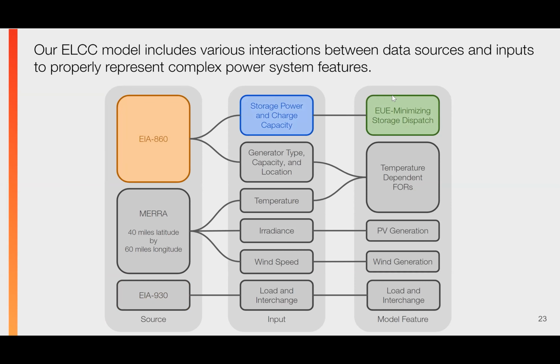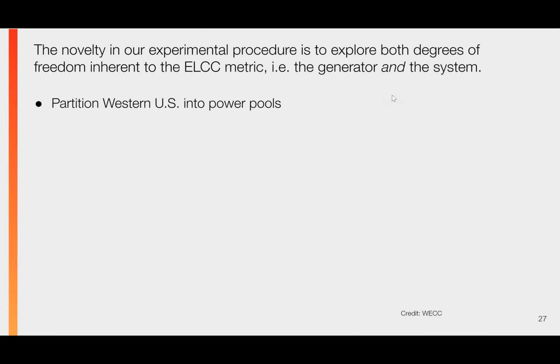We pull storage, power, and charge capacities from the EIA860 and dispatch storage to maximize reliability. We use generator type, capacity, and location information, as well as temperature data from MERRA to incorporate temperature-dependent forced outage rates into our model. And insofar as we know, we are the first ELCC model to do so. And then using irradiance and wind speed data from MERRA and the National Renewable Energy Lab System Advisor Model, we simulate PV and wind generation profiles, which we use to account for both the existing solar and wind plants, as well as the generators for which we calculate ELCCs, and we get load and interchange from EIA930.